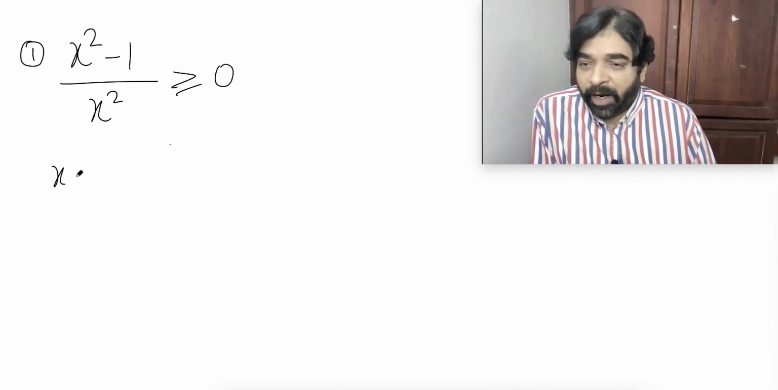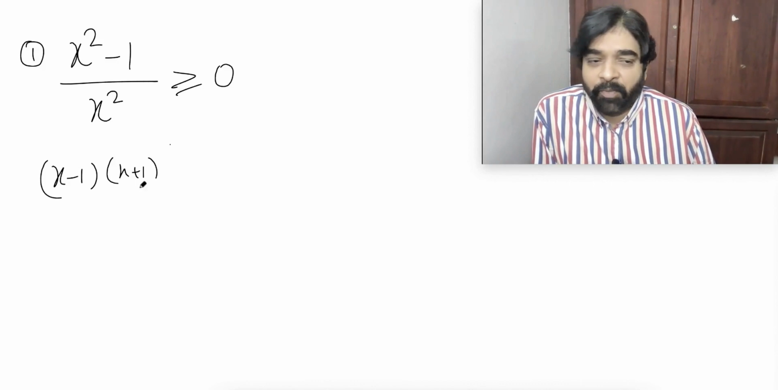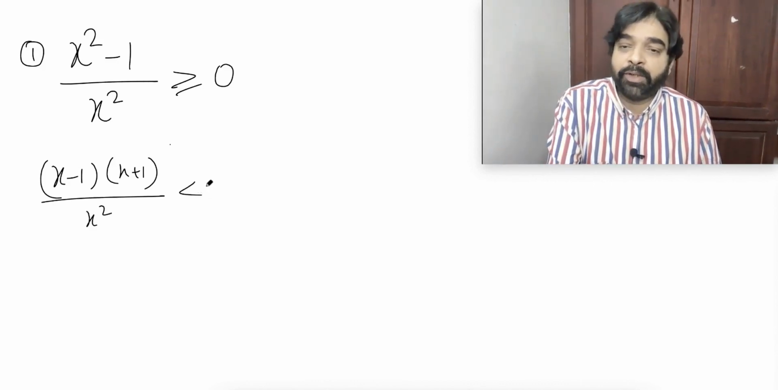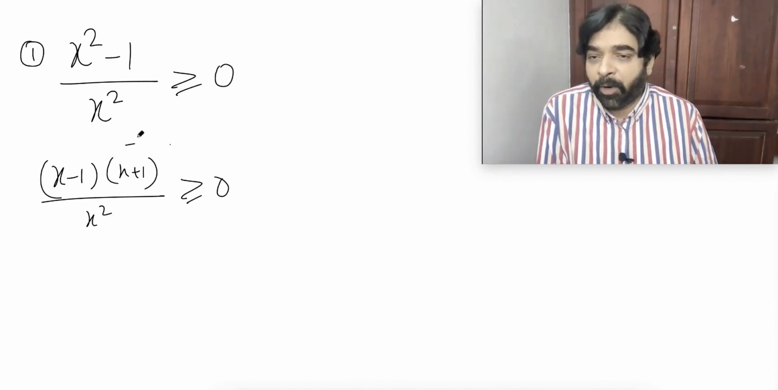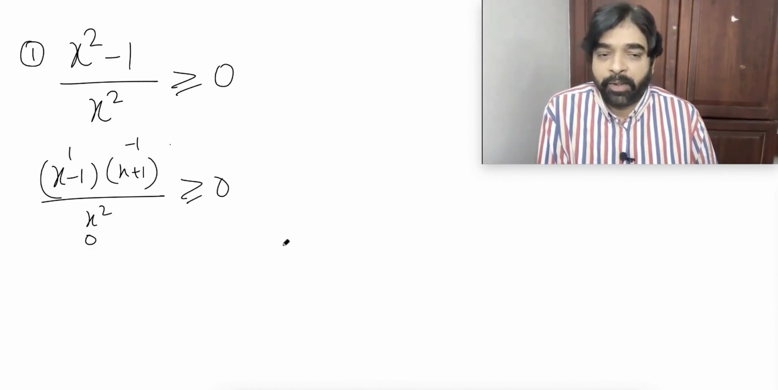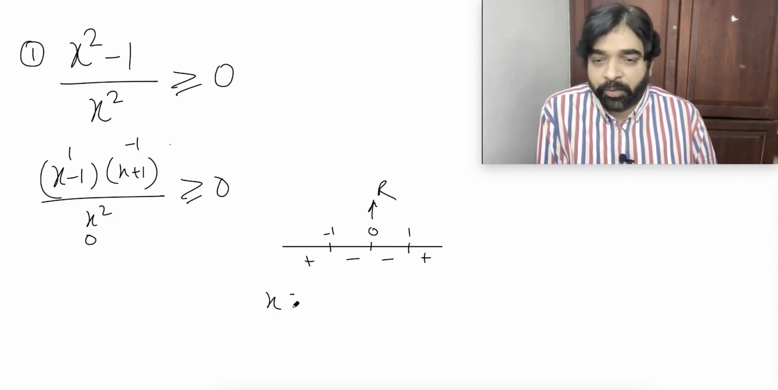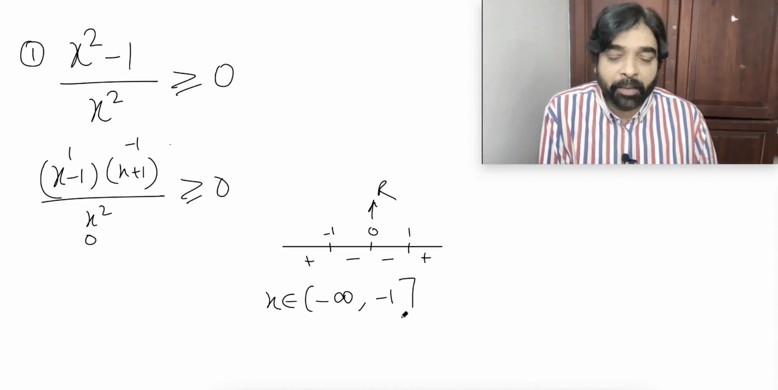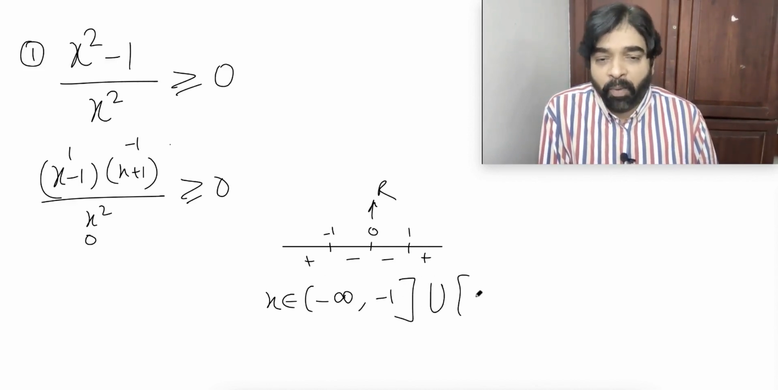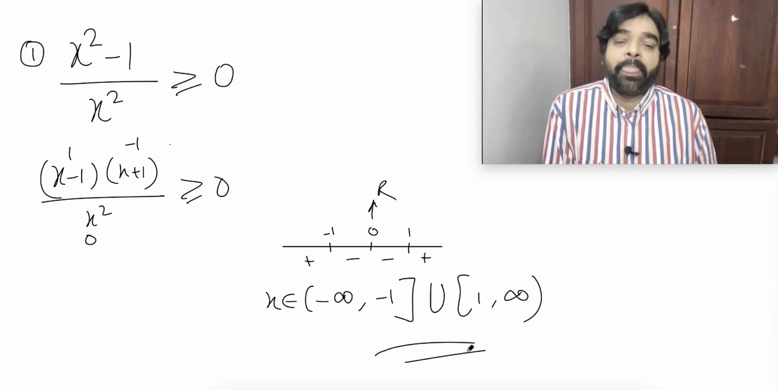So what to do? Factorize: (x minus 1)(x plus 1) divided by x square, less than equal to 0, sorry, greater than equal to 0. So critical points minus 1, 1, 0. Plot in increasing order: smallest is minus 1, then 0, then 1. Positive, negative, negative, because this is the repeated critical point, positive. We want positive, so x is an element of minus infinity to minus 1, closed, since minus 1 is the numerator critical point, union 1 closed to infinity.